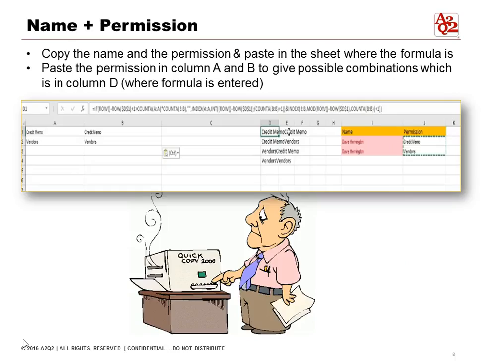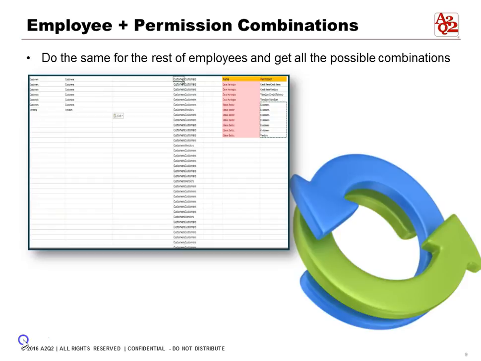We can start with Dave Harrington from the previous example. We'll copy his name and permission and paste it in a sheet where we have our formula. We'll paste his permission from column A and column B, so that gives you all the possible combinations, which is column D, where our formula is. So column A and B are just concatenates of all the possible solutions.